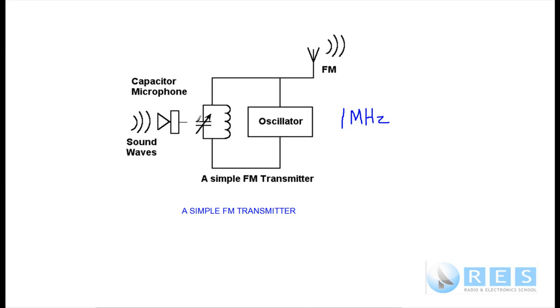So when we speak into the microphone, the frequency varies according to the amplitude of our voice. If we were to look at that on an oscilloscope, and remember on an oscilloscope we have time on the horizontal axis.